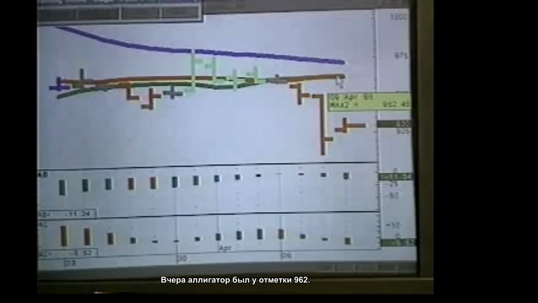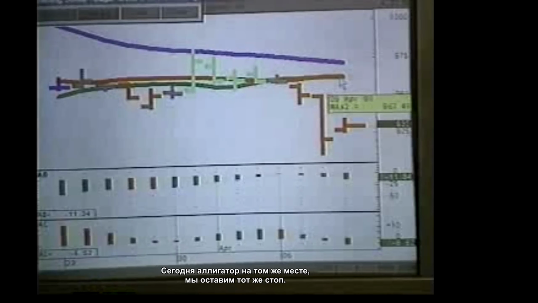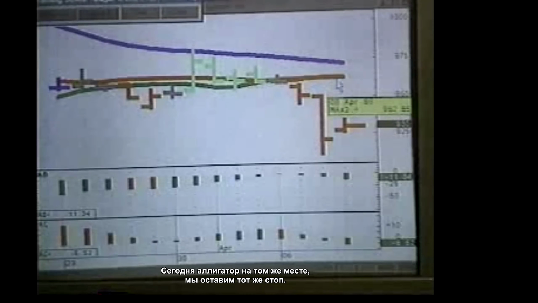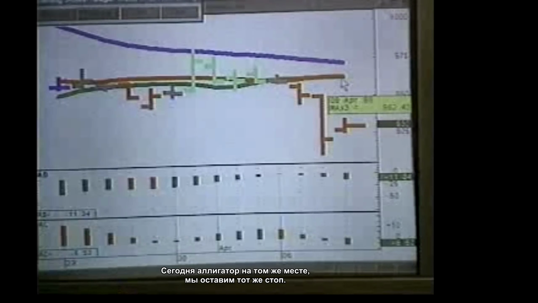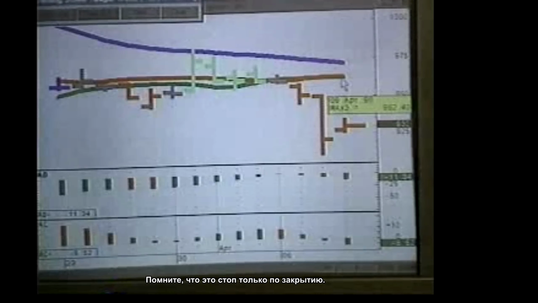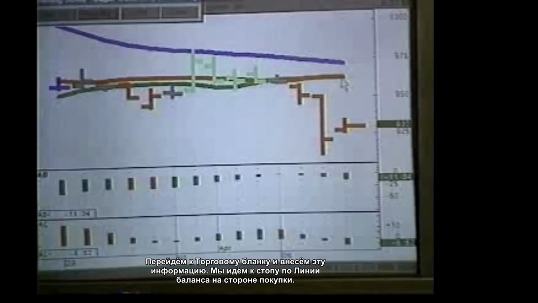So 962 was where it was yesterday, so we had placed it at 963, and it's actually at the same place today as well. So we're going to stay with the same stop, and remember, it's a stop close only. So let's go back to our trading partner and fill that in. Okay, we're going to the balance line buy side. That's where we're going to place our stop since we're short, and we're going in at 963. We also want to place our fractal back in because it's still the most current up fractal and is valid.